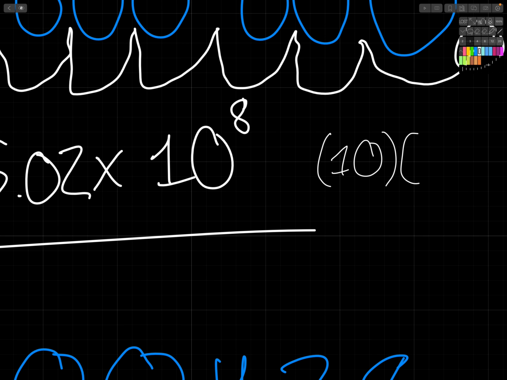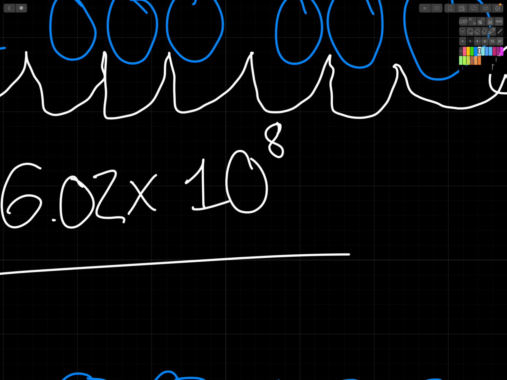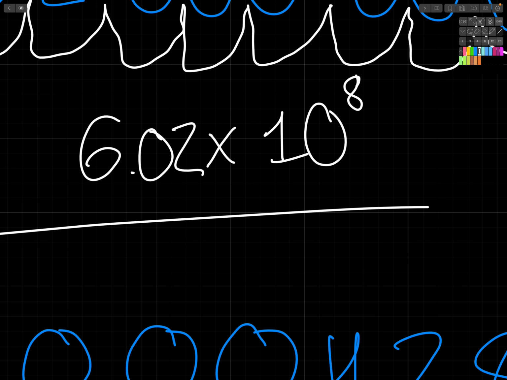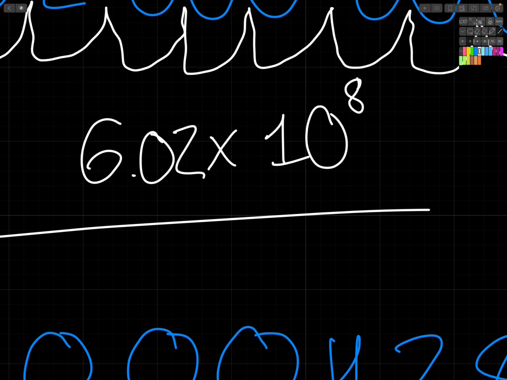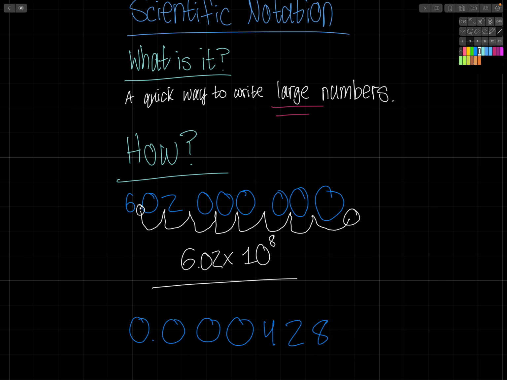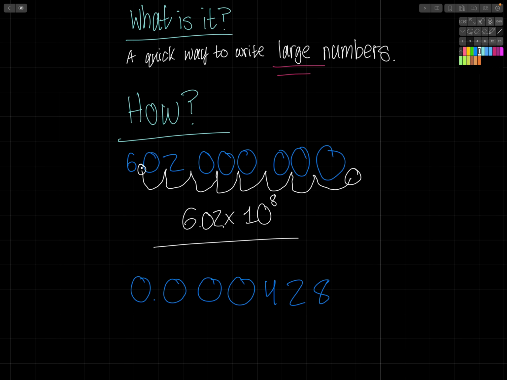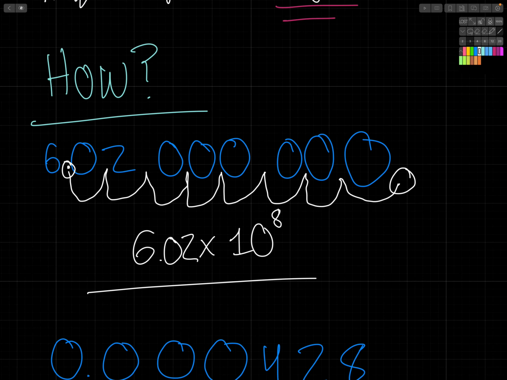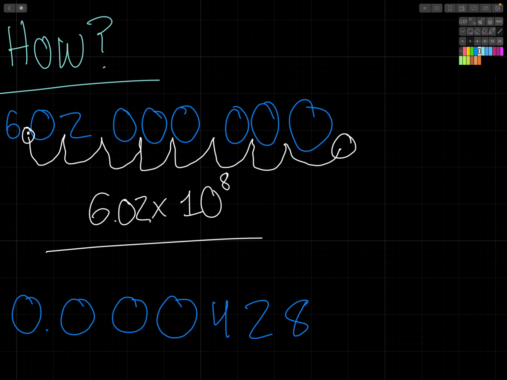So if we did that 8 times, right? This means that the decimal place will go 8 times to the right. So 1, 2, 3, 4, 5, 6, 7, 8. And it'll return to its original form, which is this. So this is essentially shortening the number. And it's very easy to write.